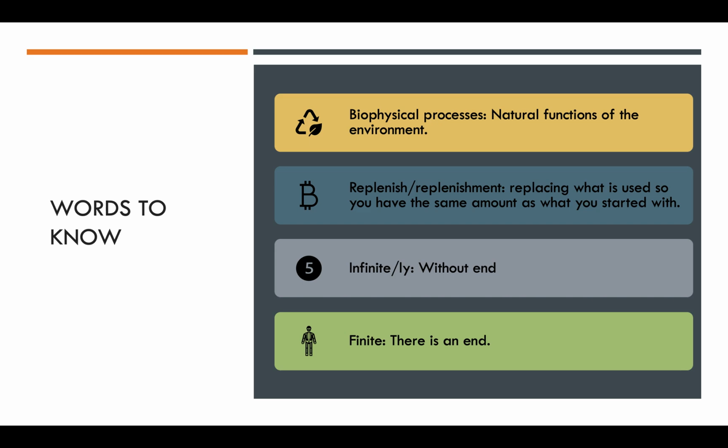So, words to know. These are definitely words that you should have in your books along with the definitions. So let's have a look at our words, okay? First of all, biophysical processes. These are natural functions of the environment. So a biophysical process can be something as simple as photosynthesis or even something like the water cycle. It's just stuff that the environment will do by itself, okay?